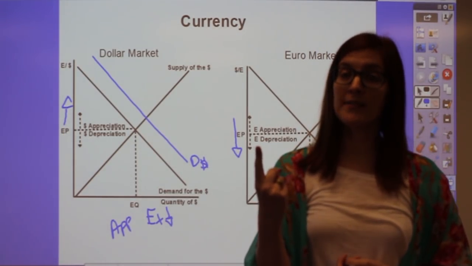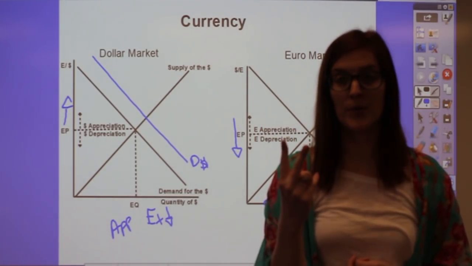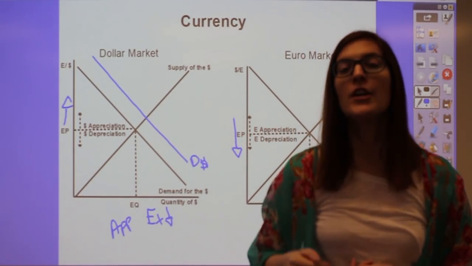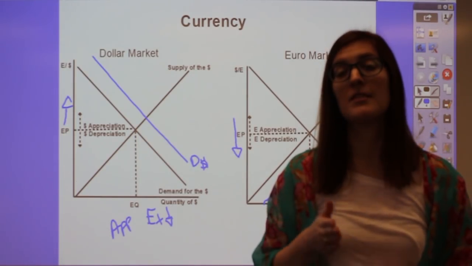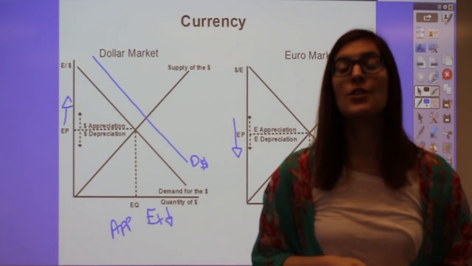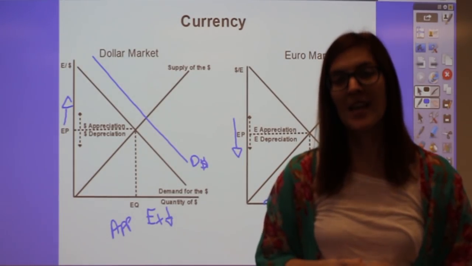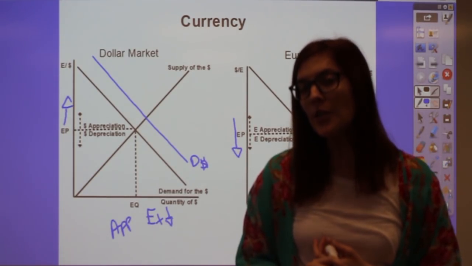It always follows these steps. The supply of one graph moves, the demand for the other graph moves. They always move in the same direction. You use equilibrium price to determine the value of a currency, and then you use the value of the currency to determine what happens to exports. But let's take it a little bit deeper.